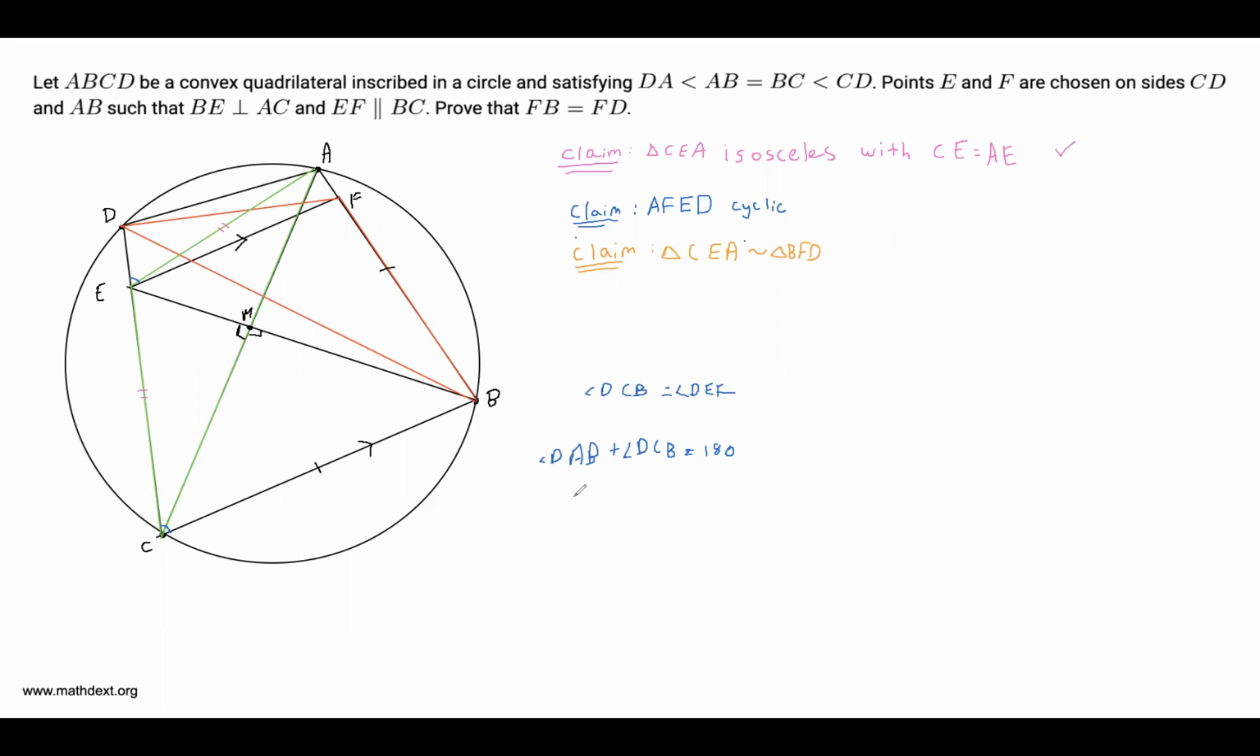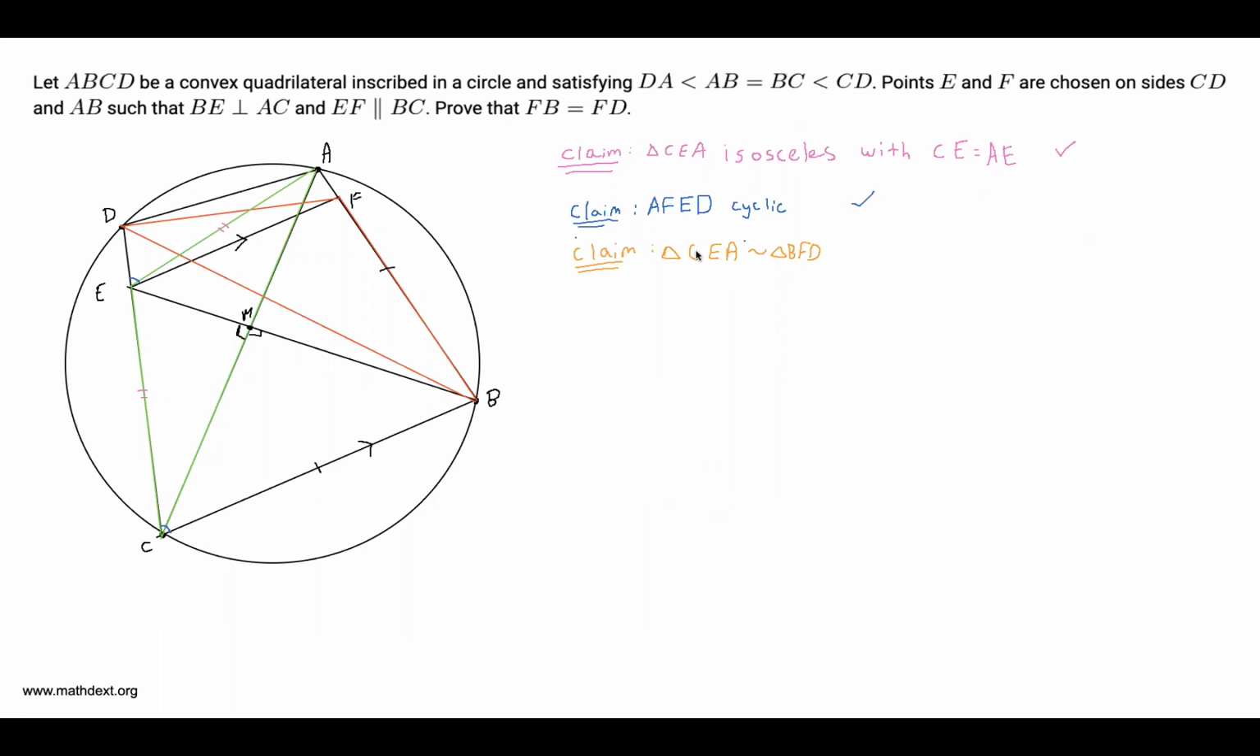But angle DCB is equal to angle DEF, and angle DAB, this one over here, we can also write as angle DAF, right? Because AF and B are collinear, we have angle DAF plus angle DEF is 180 as well. And that is enough to prove that since opposite angles of this quadrilateral AFED sum up to 180, AFED is cyclic. So that proves that claim. I'm going to erase this again. And now our final claim is that triangle CEA is similar to triangle BFD.